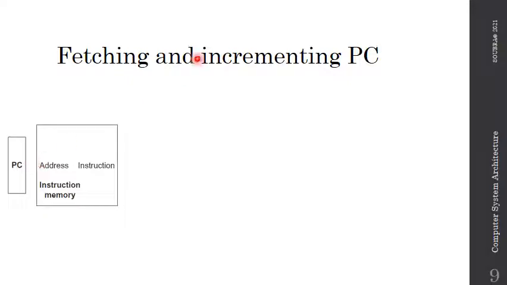Alright, so fetching and incrementing PC. How does the fetching happen? Well, in MIPS, it's happening sequentially, right? So I need to have the instruction word that I have here, and then I need to move to the very next instruction. So the very next instruction is one word away from the current instruction that I'm executing.